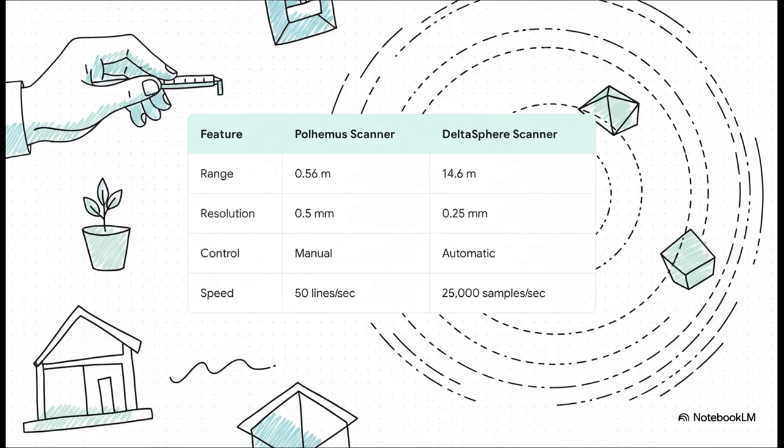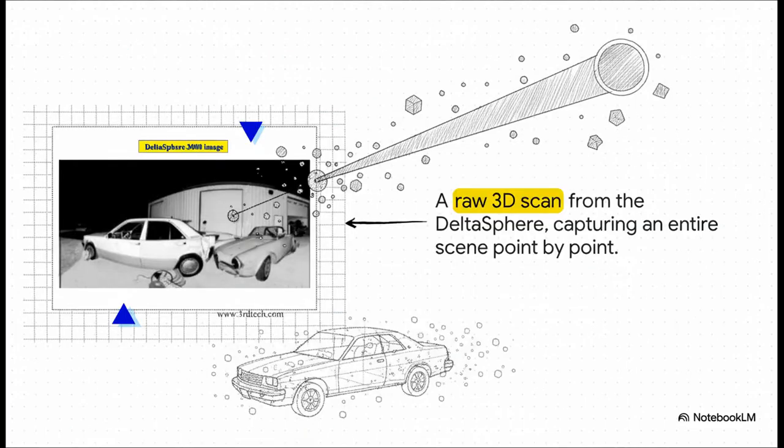And that speed difference, it's just staggering. 50 lines a second versus 25,000 samples a second. These are tools designed for completely different scales. And this is what that power looks like in practice. This is a raw scan from the DeltaSphere. It captured this entire outdoor scene, the cars, the building, the ground, by firing a laser and measuring exactly how long it took for the light to bounce back, point by point, millions of times. This is literally a digital snapshot of reality.